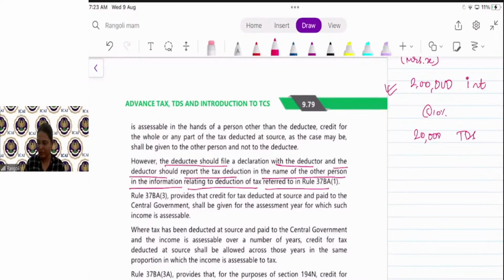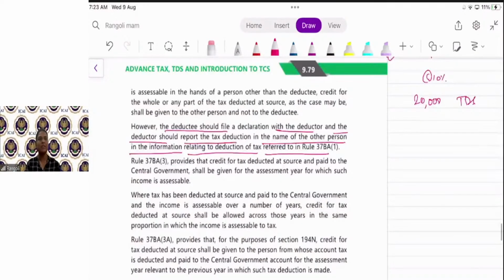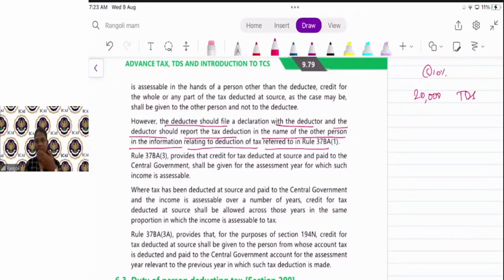Now, whatever amount of TDS is deducted, the credit of the same is given in the year in which the income is assessable. For example, if the income is assessed over 3 years, then proportionate TDS credit is given over those 3 years. But the same is not applicable with respect to section 194N, that is TDS on cash withdrawal.